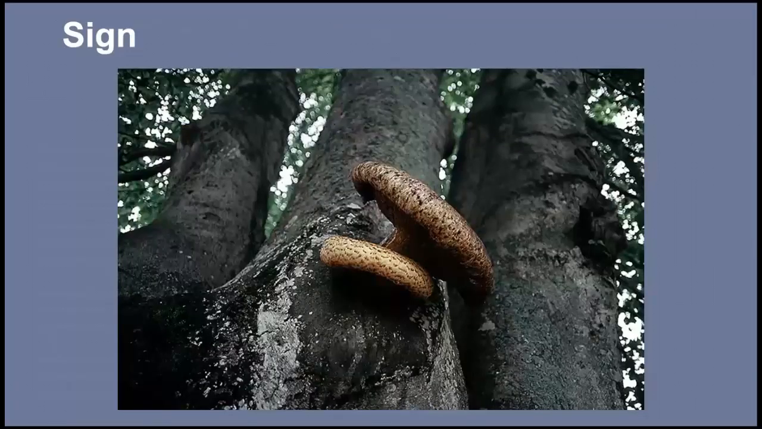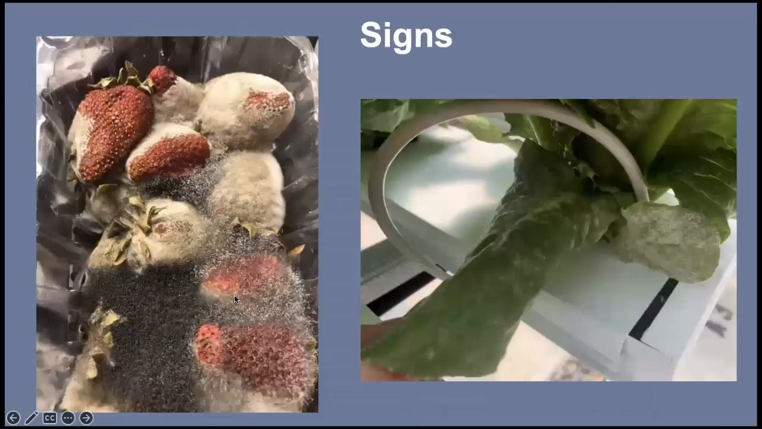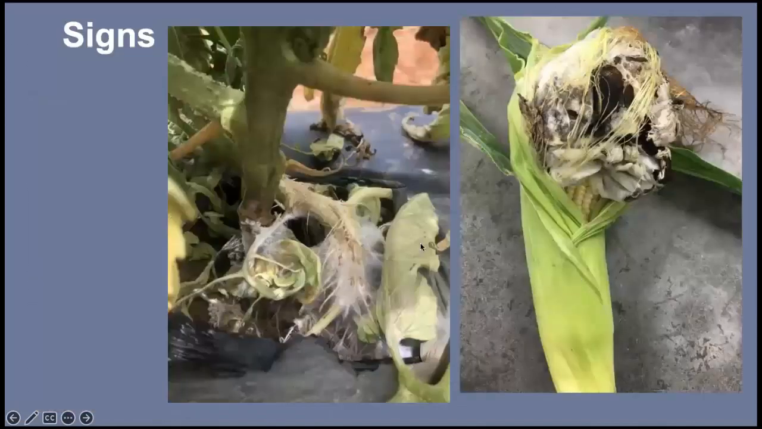Now we'll switch into signs real quick. It could be looking at a fungus like here. You can see this wood decaying fungus on this tree. If you go buy strawberries and they haven't been properly cared for, you can see botrytis fruiting at pretty much any grocery store. This is actually a hydroponic lettuce operation where you can see powdery mildew growing on the lettuce. These are both signs because you actually see the pathogen.